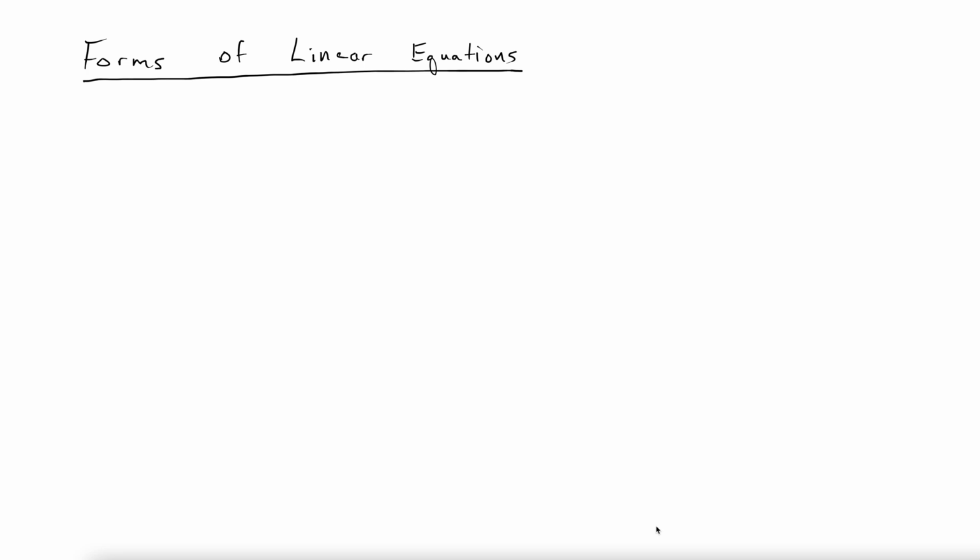There are many different ways to represent the equation of a line. So let's look at some of the different forms of linear equations. First off, we have ax plus by equals c. Okay, and we call this standard form.